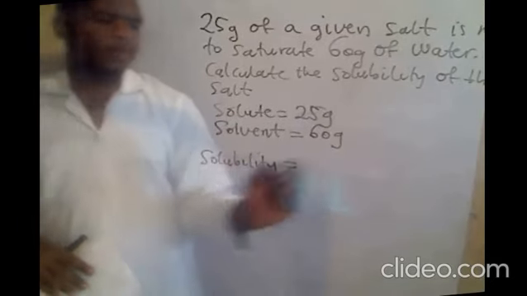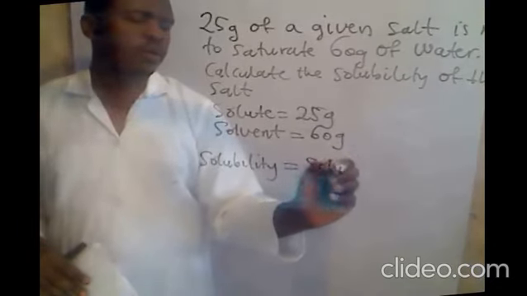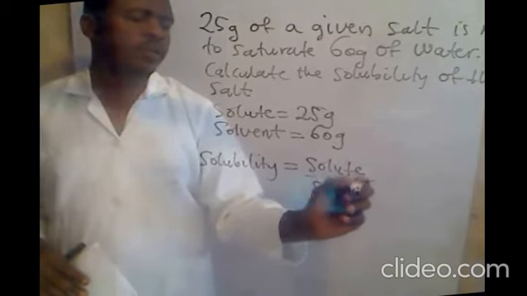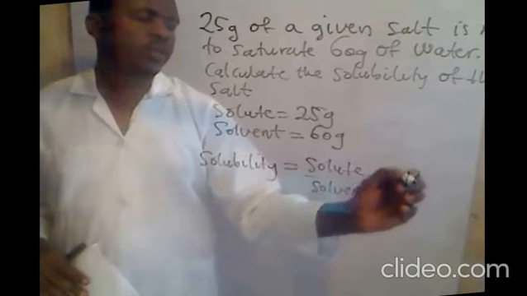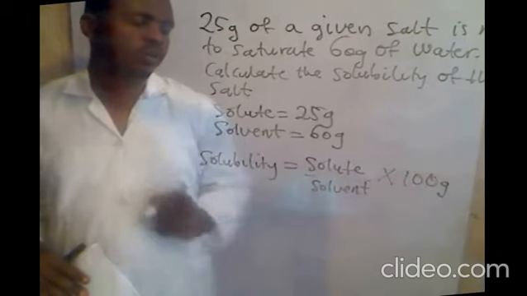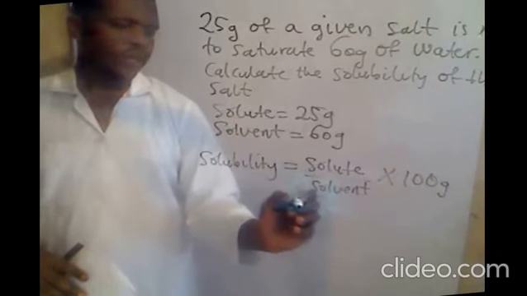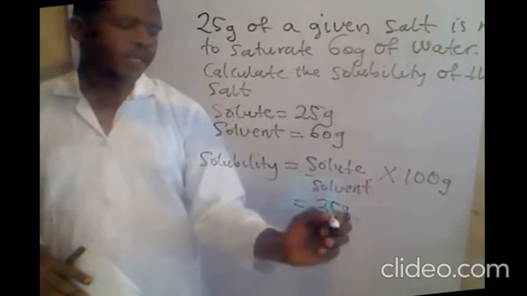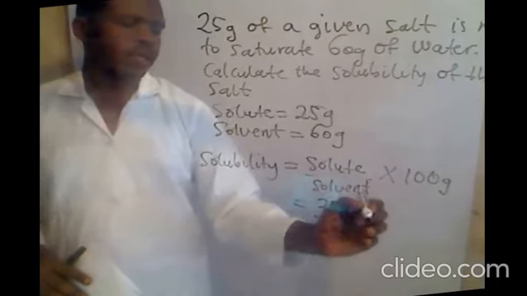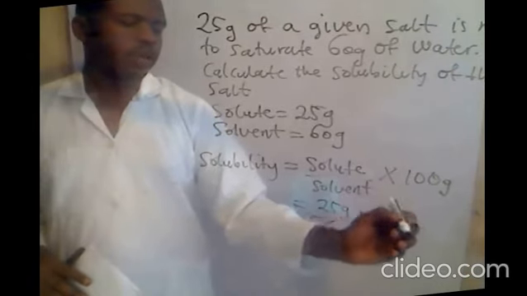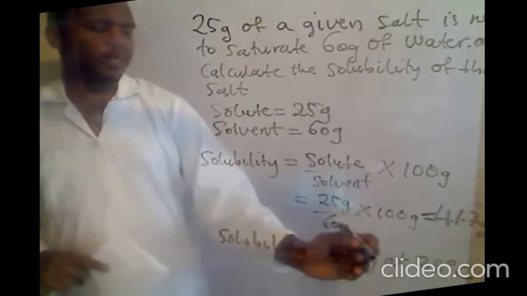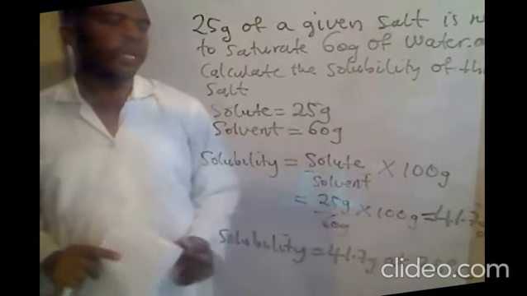Solubility is given by amount of solute divided by amount of solvent, times 100 grams. So this will give us 25 grams divided by 60 grams times 100 grams. Solubility will be equal to 41.7 grams at 25 degrees centigrade.